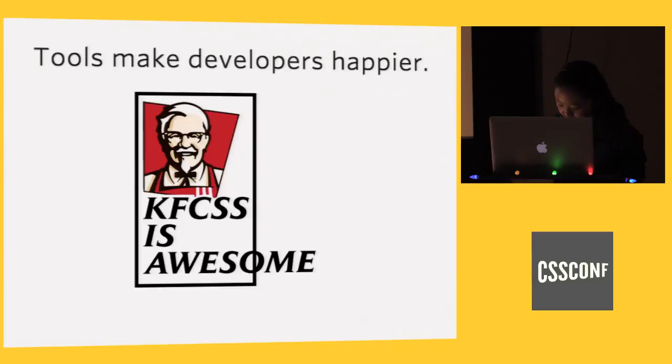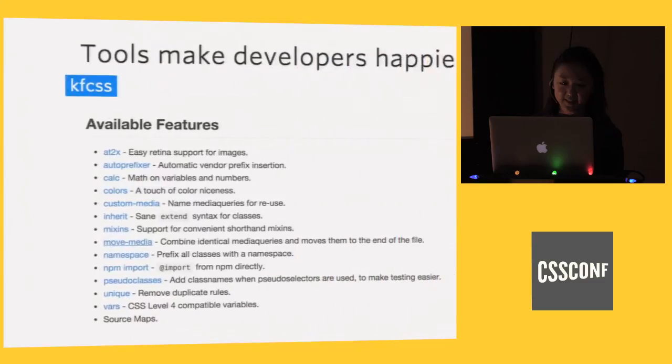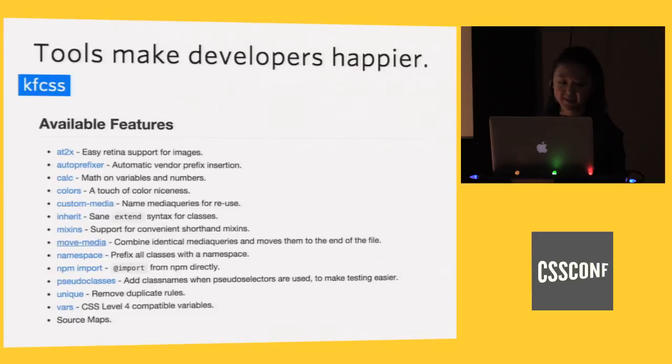So we have bundled these and more into our own CSS preprocessor called KF-CSS. And these are the features available in KF-CSS. It includes everything from rework inherit and rework namespace, which you saw in the slides before, to smaller helpers like rework move media, which simply moves all your media queries to the end of the file, and rework vars, which gives us CSS level 4 compatible variables.